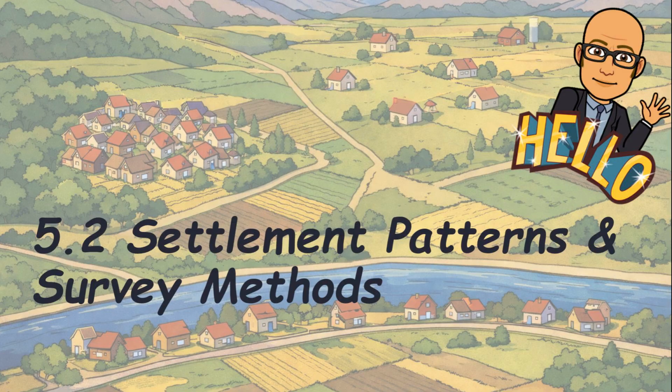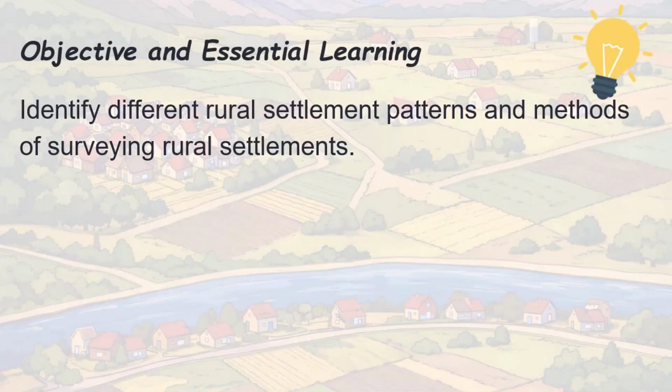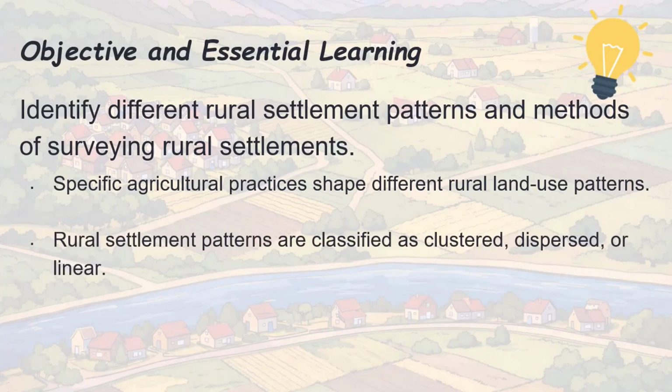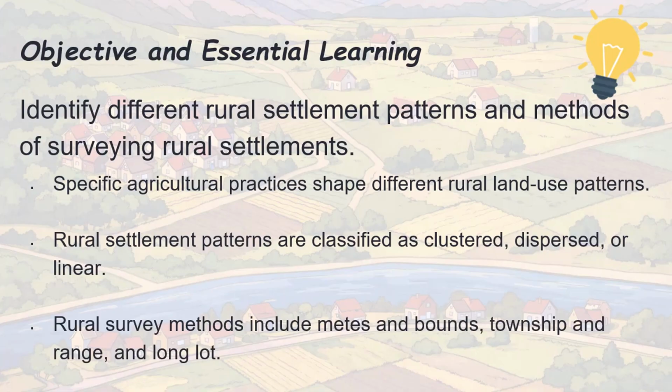But first, let's get clear on what we're actually supposed to learn here. So here's what we're actually trying to do today. We're becoming rural land use detectives. Our mission? Spot the different types of rural settlement patterns and figure out how people divided up land before Google Maps was even a concept.